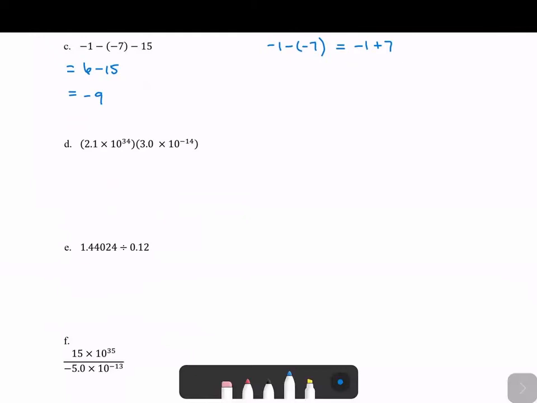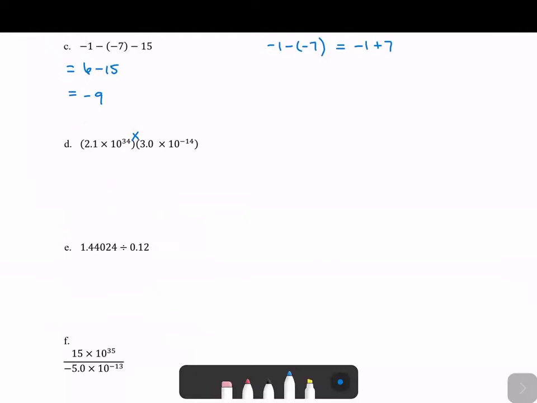Okay, so next, multiplying numbers in scientific notation. So remember that there's an implied multiplication sign here. And so we know that it doesn't matter what order we multiply things in. We have that multiplication is commutative as well as associative.